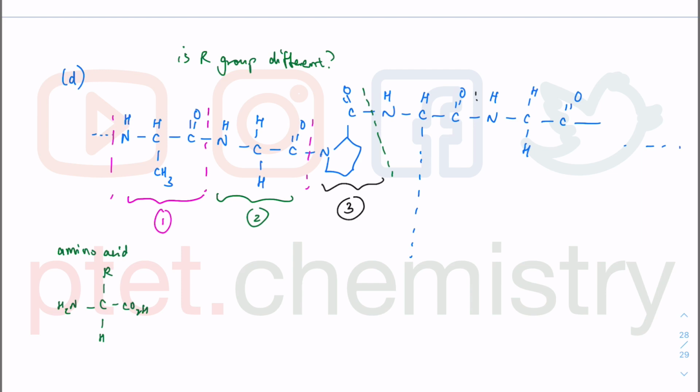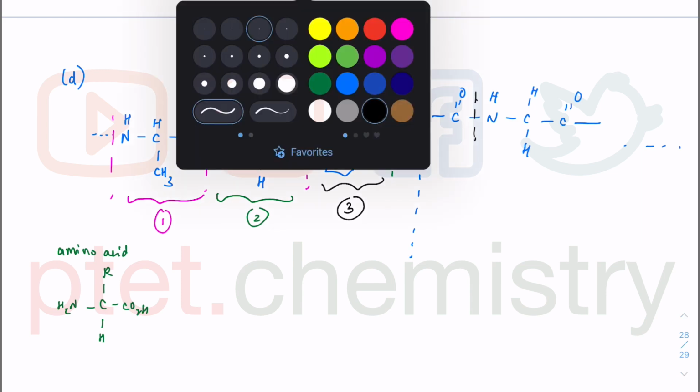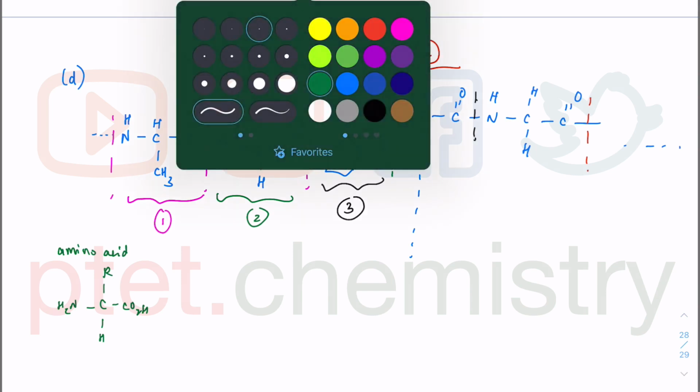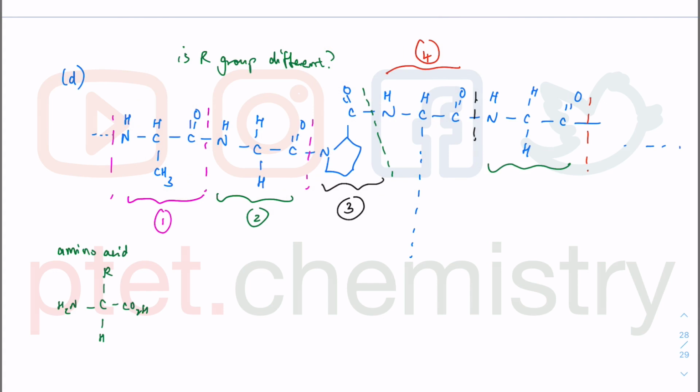This is definitely different then, because this is part of a long chain. I'm running out of color actually. Red color, for example. So there's my number 4. So by the way, you can hopefully see that this is also the green color one. So this is the same amino acid as 2, but read the question.